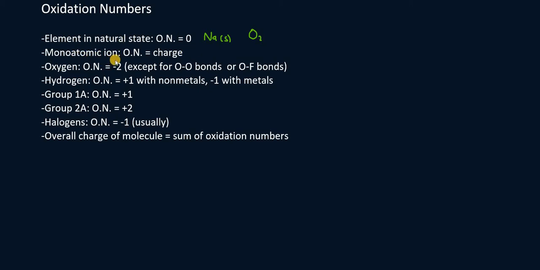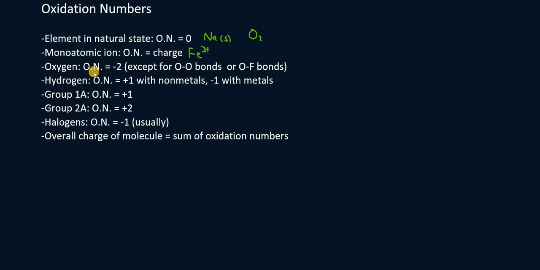Monoatomic ions, and that's going to be one atom with a charge. So monoatomic means one atom, ion means charge. Those are going to have oxidation numbers that are equal to the charge on that atom. So this is going to be very prevalent when you have transition metals by themselves. So for example, Fe3+. The oxidation number on this is going to be equal to the charge, which is 3. So the oxidation number would be +3 for this Fe3+.